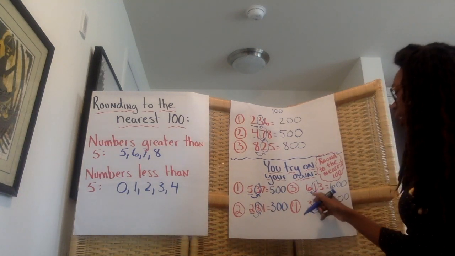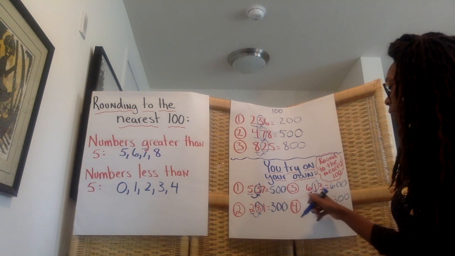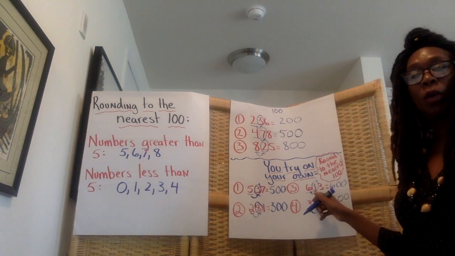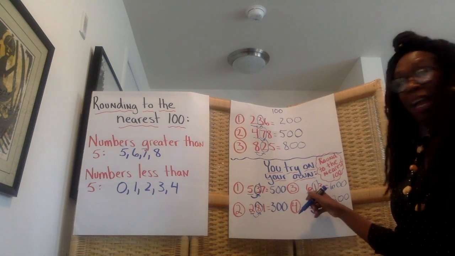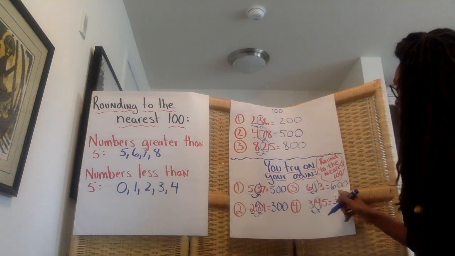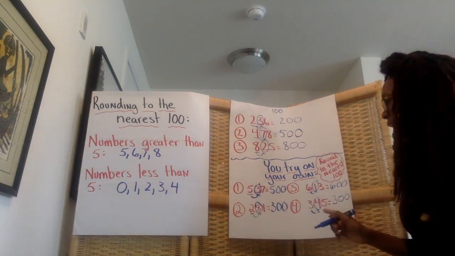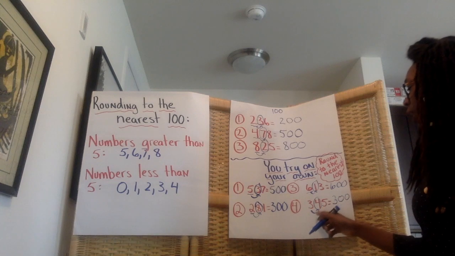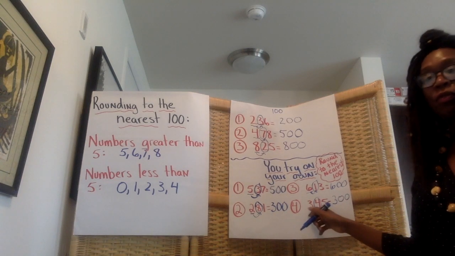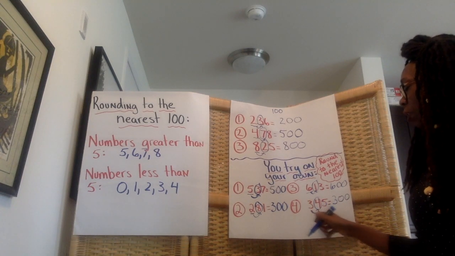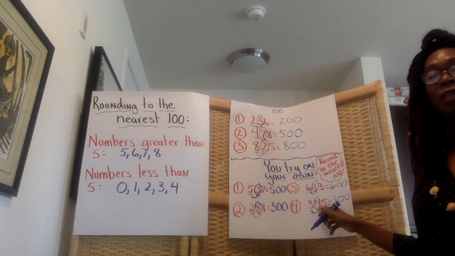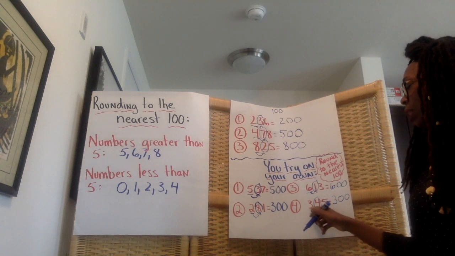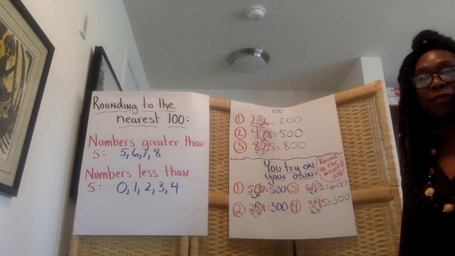For number 3, 613, I looked to the right of the 6. The 1 is lower than 5, so I kept the 6 the same. So that became 600. And number 4, 345, I looked at the 3, which is in the hundreds place. I looked to the right. The 4 is lower than 5, so I kept the 3 the same, 300.